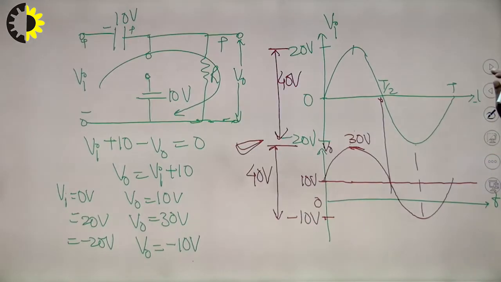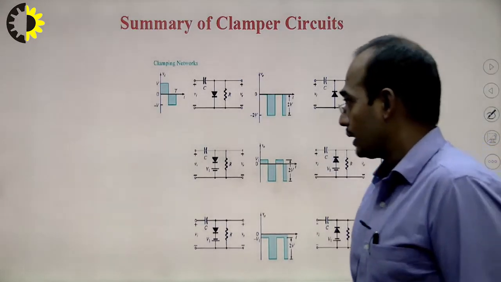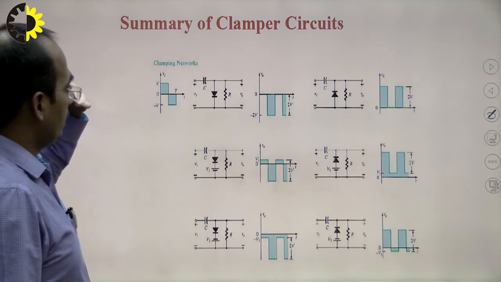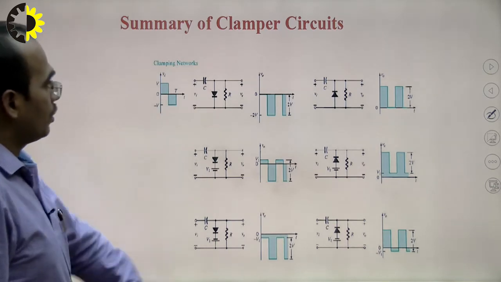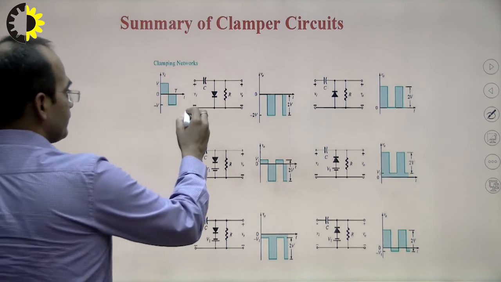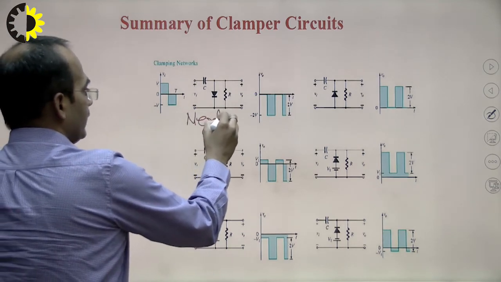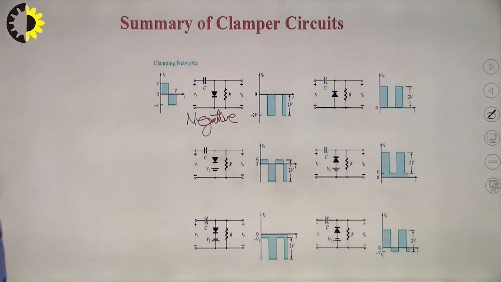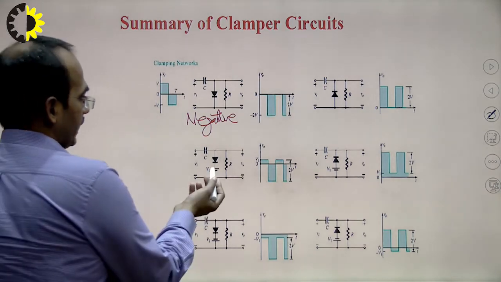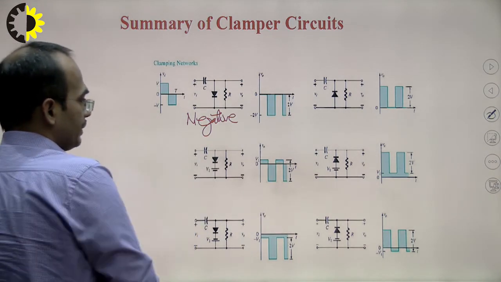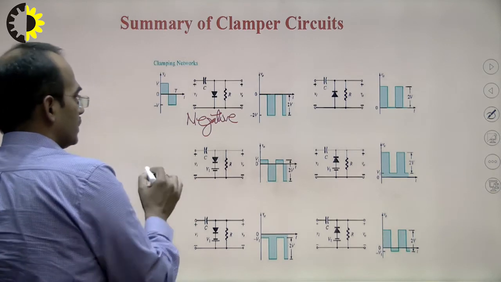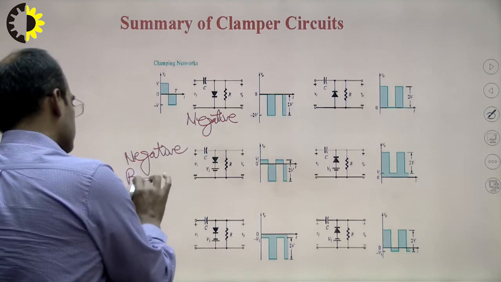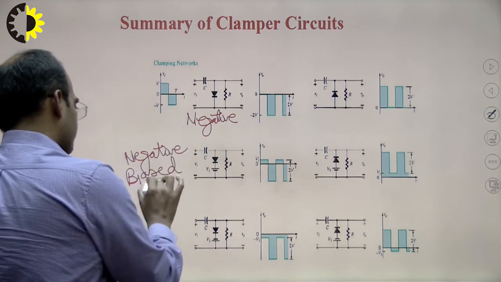Okay. Now come to a different type of clamper circuit. From this circuit you can see that the input is a rectangular waveform, the direction of the diode is downward, so this is a negative clamper, and it will shift the input waveform towards the negative direction. So it is clear that it is shifting the input waveform in the negative direction. This is again a negative clamper circuit, but here we have applied a bias voltage, so this is a negative biased clamper.